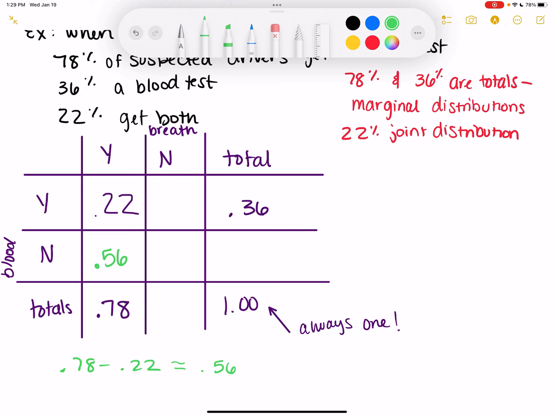This is kind of fun. It's like a puzzle. 0.36 minus 0.22 is equal to 0.14.